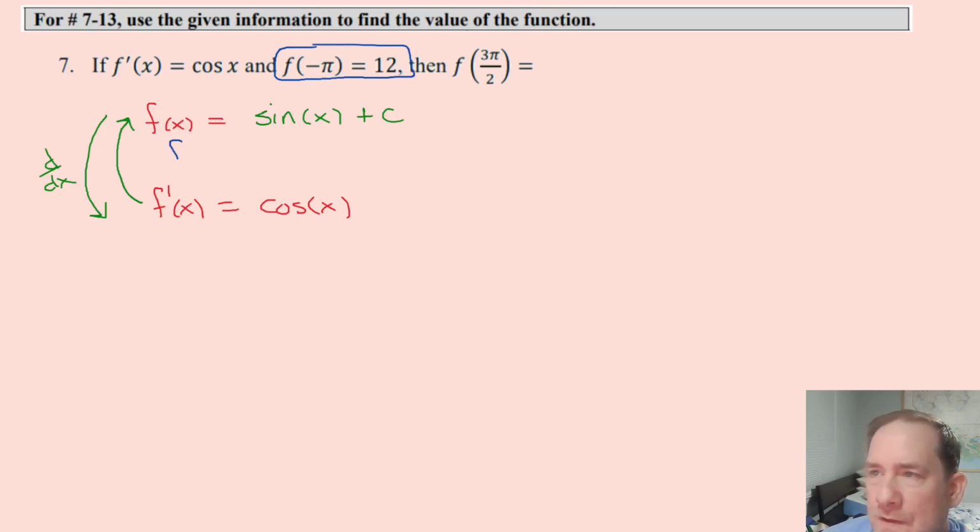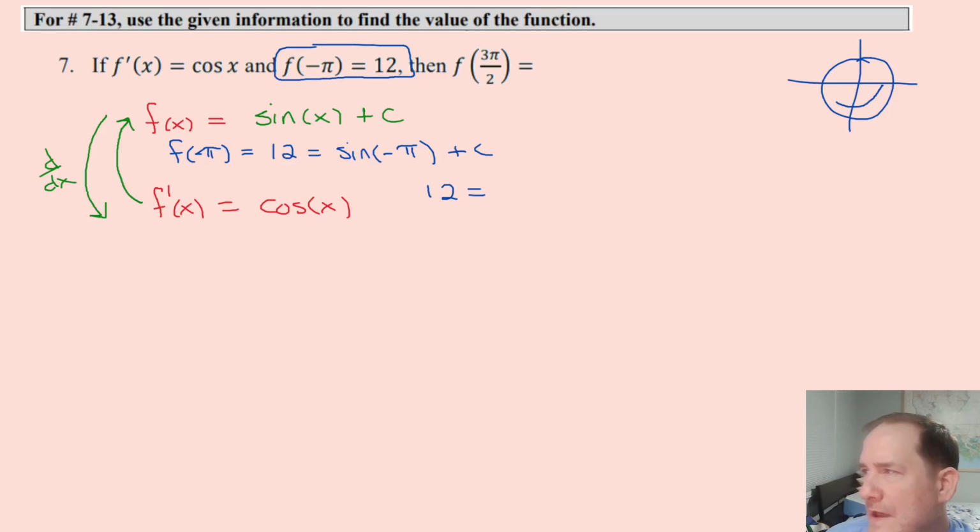They said that when you evaluate f at negative pi, you get 12. So we know that 12 is equal to the sine of negative pi plus c. If I completely solve this equation, I can figure out what c is. So 12 equals, what's the sine of negative pi? Negative pi is halfway around the circle this way, and sine is a y value, so that's literally just 0 plus c. So the 12 that they gave us is c.